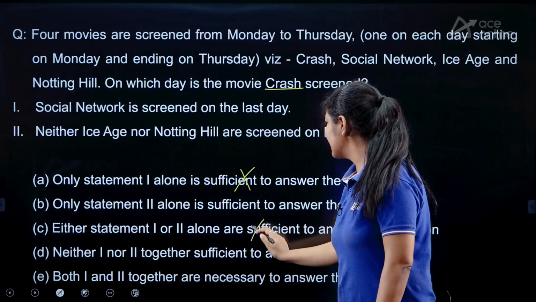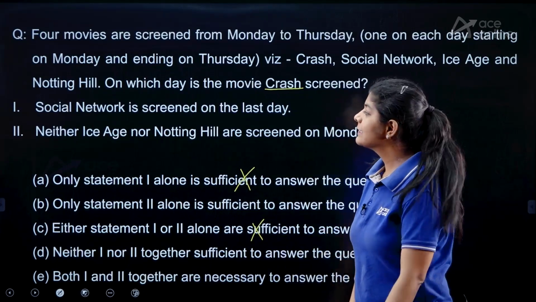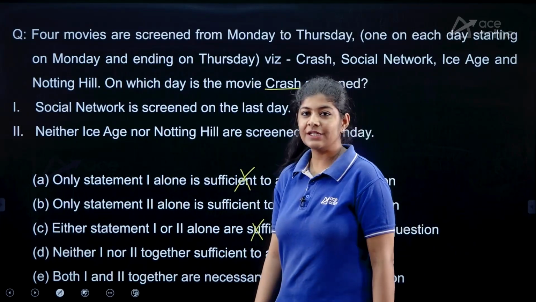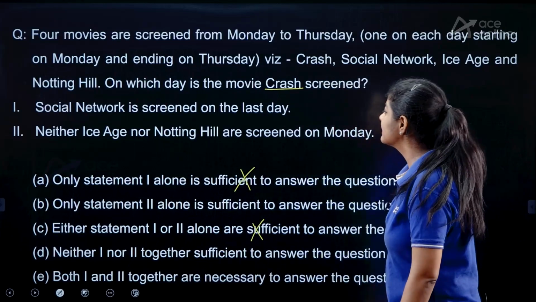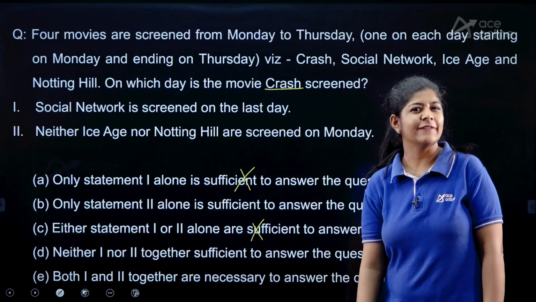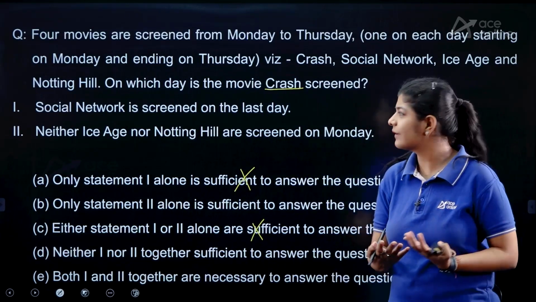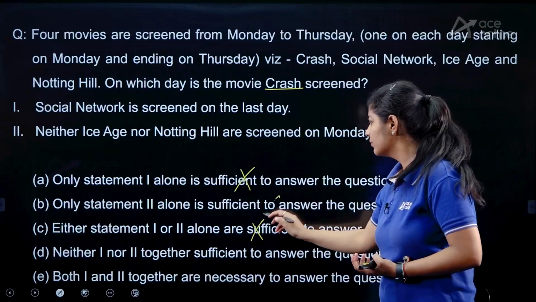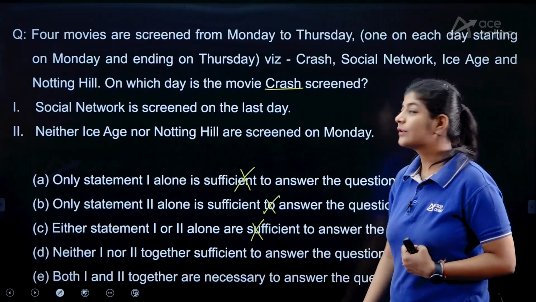A and C are eliminated. Second, neither Ice Age nor Notting Hill are screened on Monday. Are we able to define the screening of Crash? No. Now what we are going to do, we are going to merge them together.